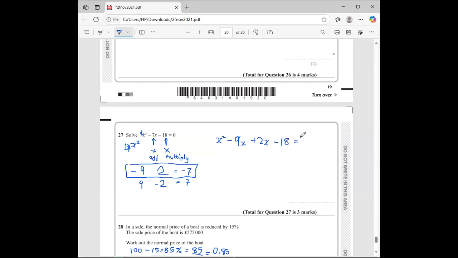Are you good with this? Why do we have this as our next step? Yes. Okay, perfect. All right, so let's go ahead and factorize.